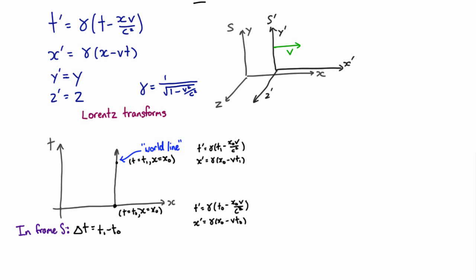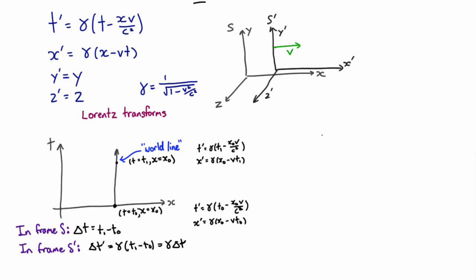Now in the S dash frame, the time difference is just the difference between the two t dash components, but you note the second term, the x0 v on c squared times gamma, those two terms cancel. And we see that time taken in the S dash frame is gamma times the time taken in the S frame, and so we have time dilation. Now let's look at length contraction.